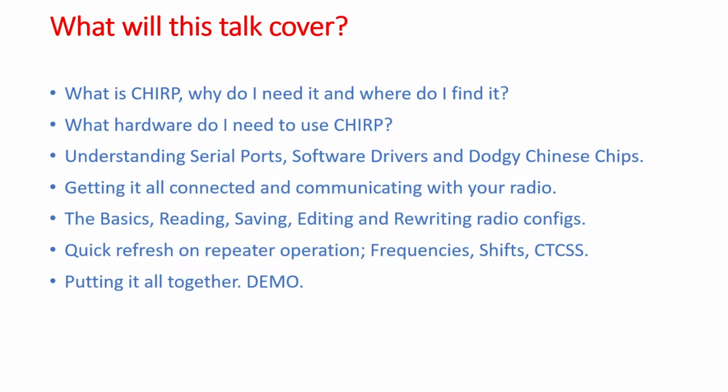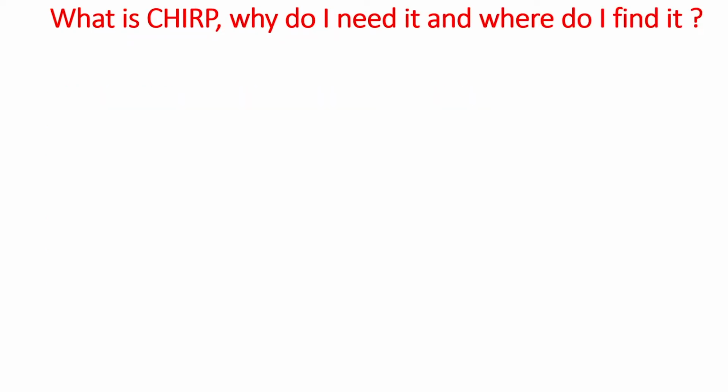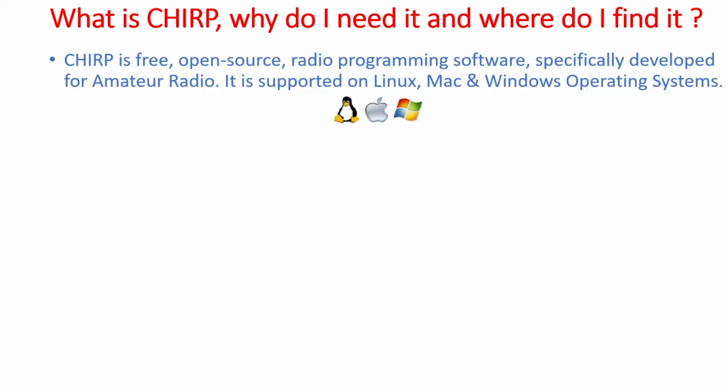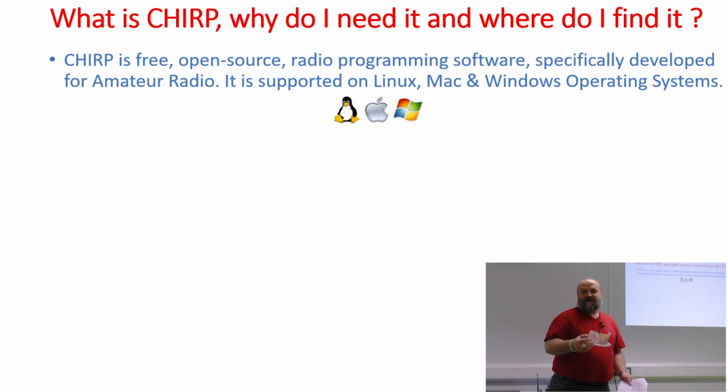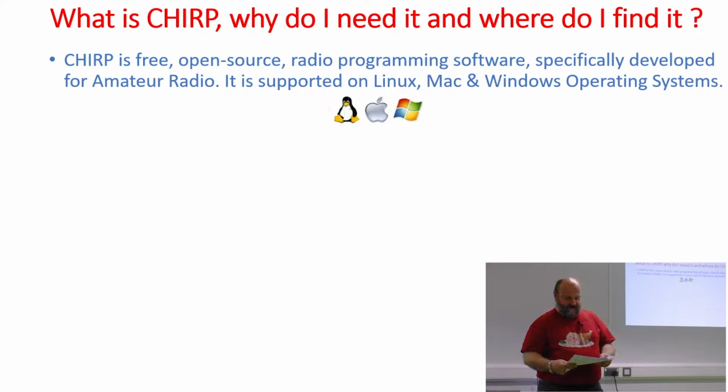So, what is CHIRP? CHIRP is a free open source radio programming software that has been specifically developed for amateur radio use, so that people can program their radios using a single piece of software. It's supported by Linux, Mac, and Windows operating systems.